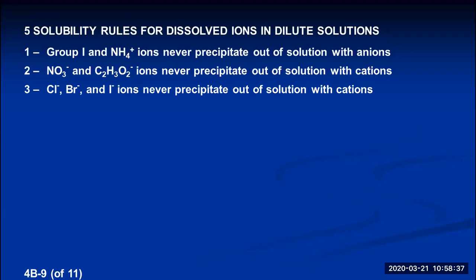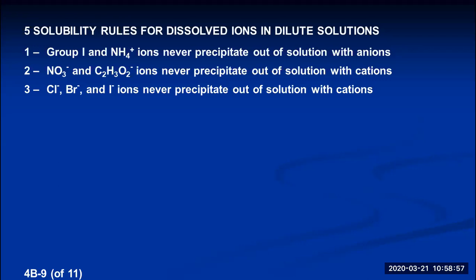Third rule, same concept. Chloride, bromide, and iodide ions will never precipitate out of solution with cations, and the reason that you learn this rule is conceptually because their charges are only -1. They don't stick very strongly to positive ions, so they won't make solids, they won't precipitate.